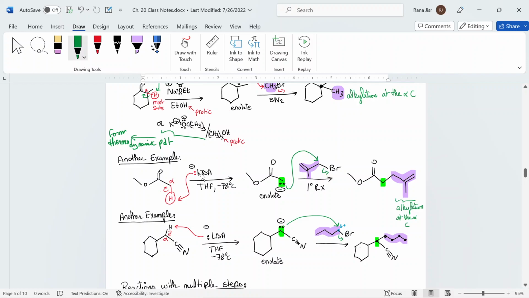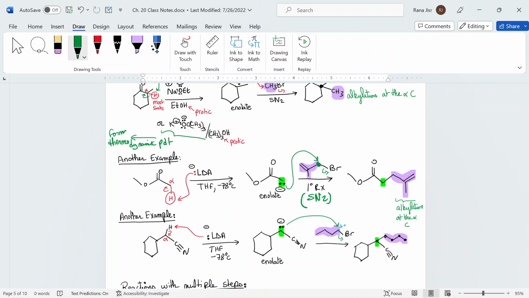LDA is going to attack the less substituted alpha hydrogen, but here I don't have any other alpha hydrogen. This is my only alpha hydrogen. So the LDA is going to come, take it, make the enolate. These are very simple, straightforward reactions in there. And then your nucleophile is going to attack the sp3 hybrid. It has to be an sp3, you guys. You are doing an SN2 reaction after all. So this is an sp3 hybrid carbon. It's the carbon which is directly connected to the bromine, and the bromine is going to leave.